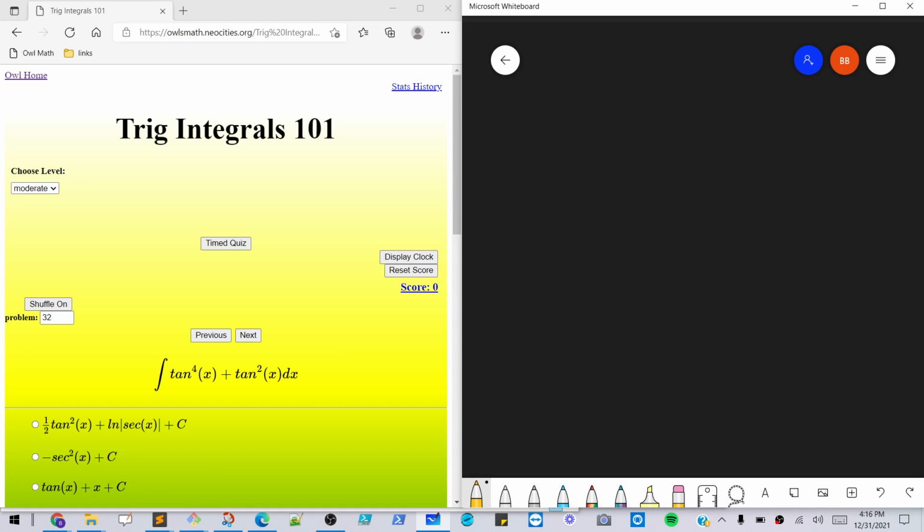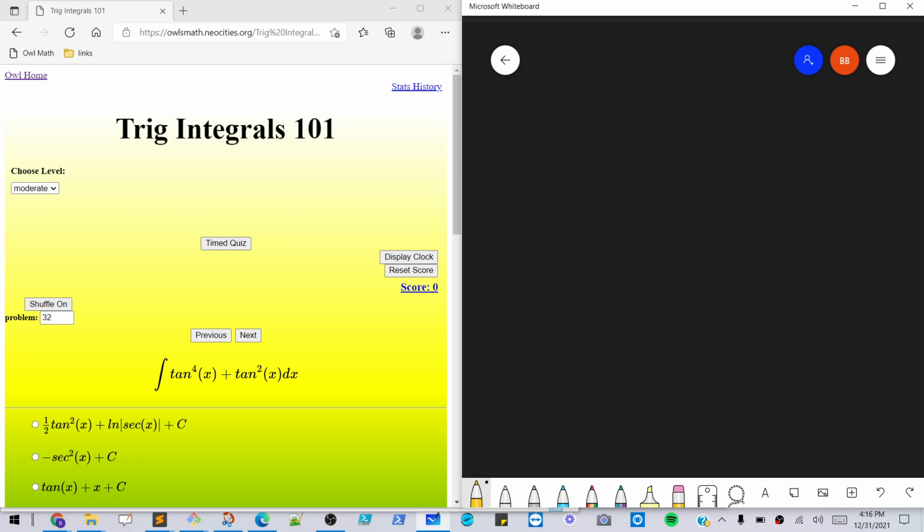Hey, today we're working on trig integrals. I have this new quiz, Trig Integrals 101, and I actually have 102 of those integrals in here, and I'm just going to practice a bunch of them. I don't know how many I'll do. We'll just start and do as many as I feel like doing.